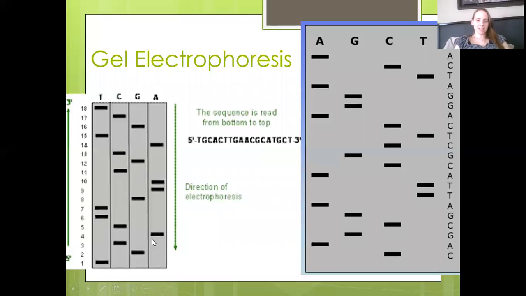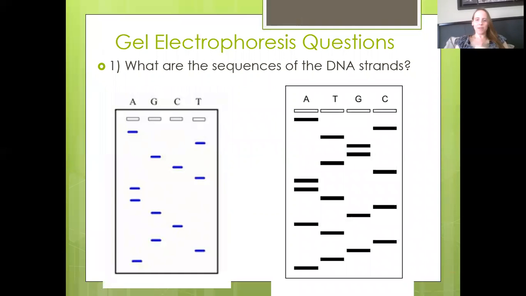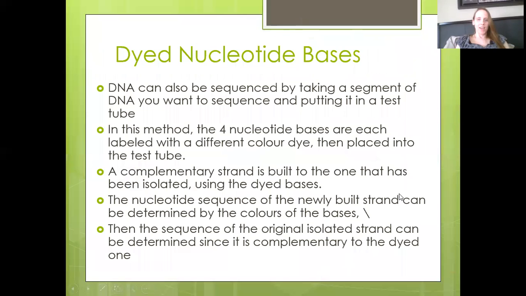If you were going to try the same thing with the example on the left, it would be T, G, C, A, C, T, T, G, A, C. You get the idea. So yeah, you guys can practice these ones if you'd like. But that's all you do. You just read from the bottom upwards.